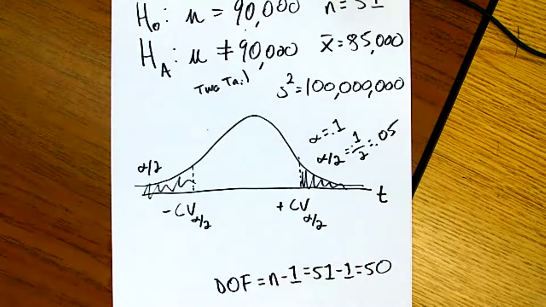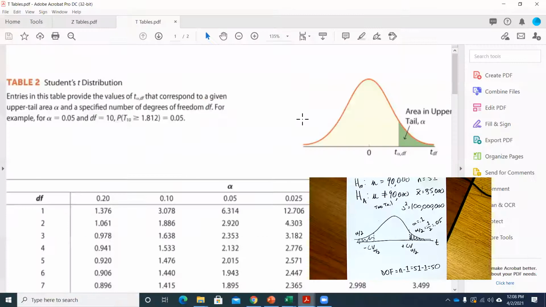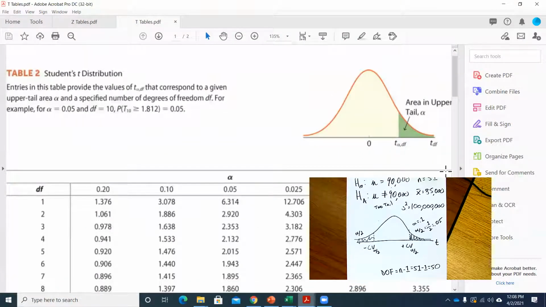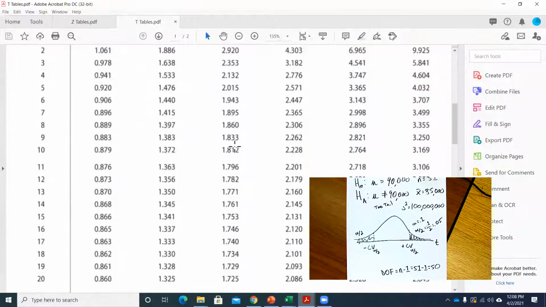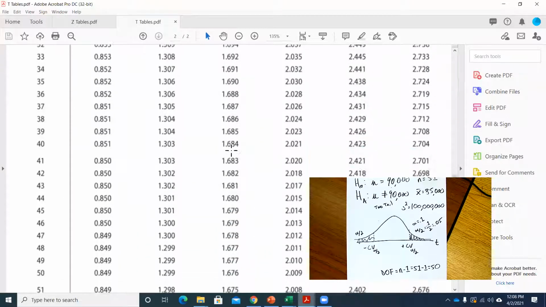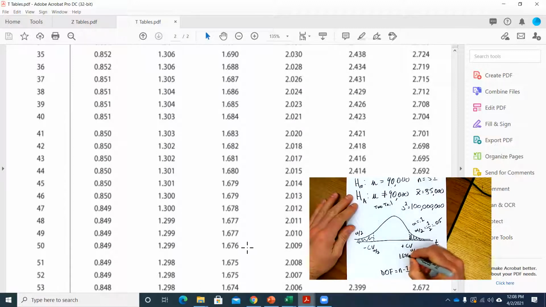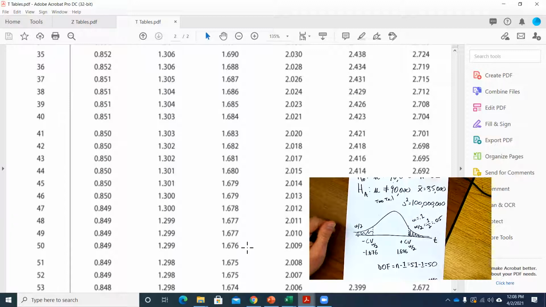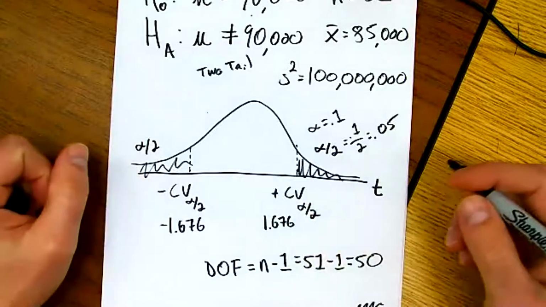All right. So with this information, we'll go to our student t table. The area we want in the tail is alpha over 2, or 0.05, so it's going to be this column, 0.05. I then scroll down until I get to that degrees of freedom of 50. So right here, 1.676. So 1.676 and negative 1.676 will be my critical values. Okay. Any questions on how I found that before we keep moving?